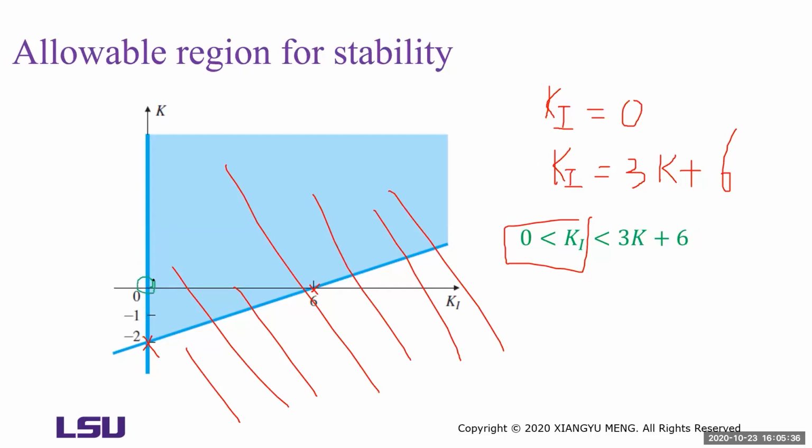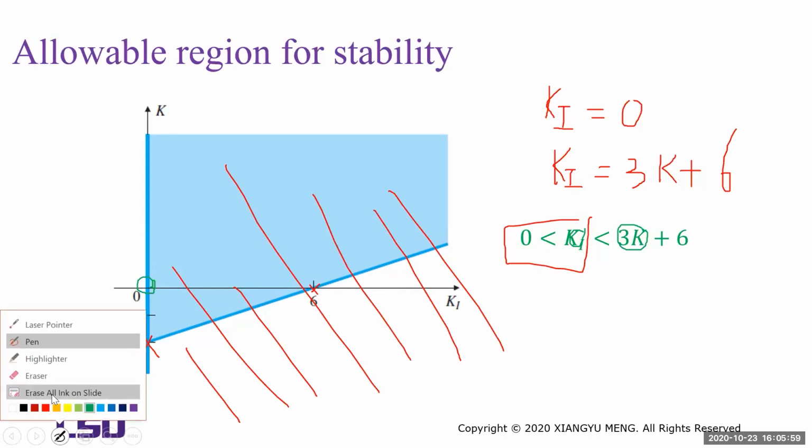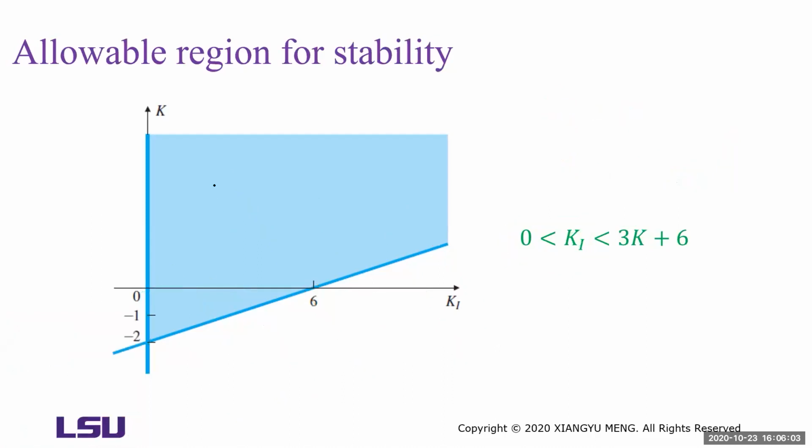You can plug in any point. For example, 0, 0. If you plug in 0, 0, it becomes 6 is greater than 0. Then it's true. This means the point 0, 0 is in this region. Then we know it's in the upper part of this line.